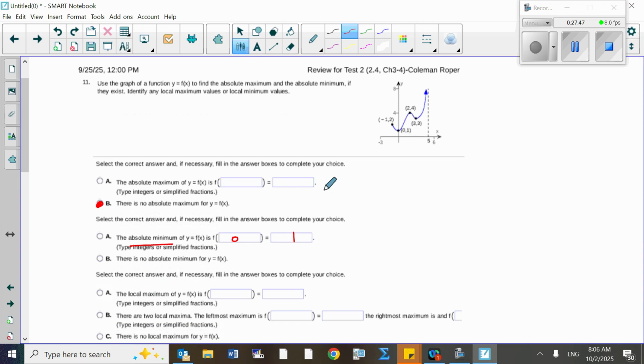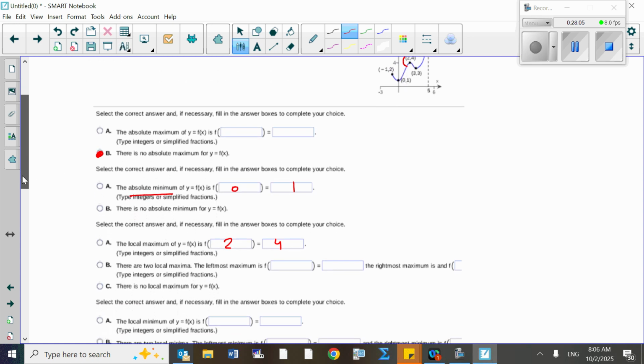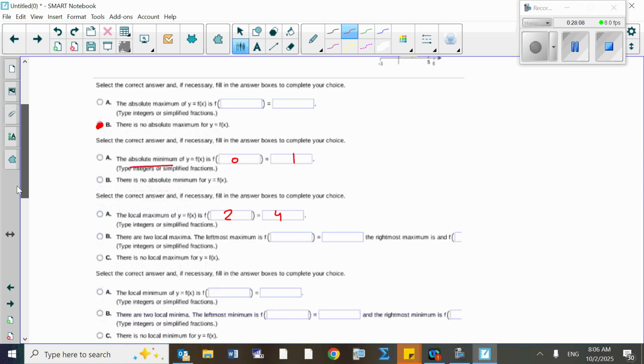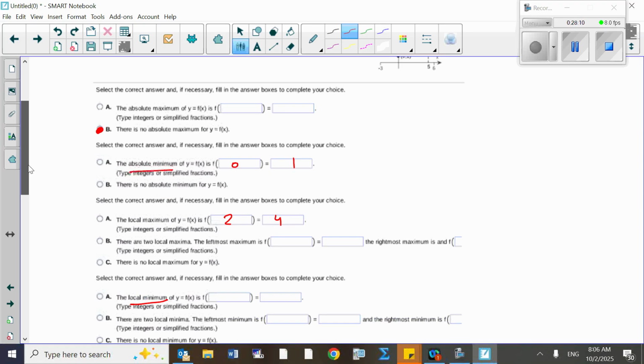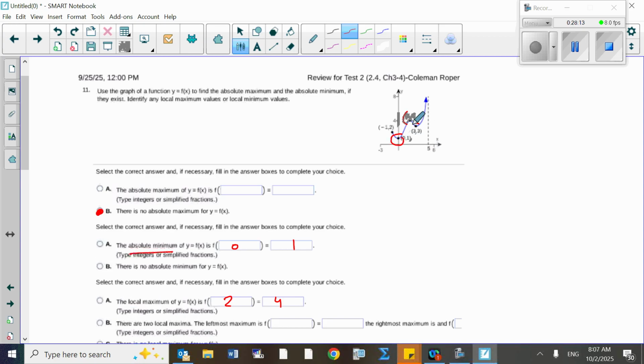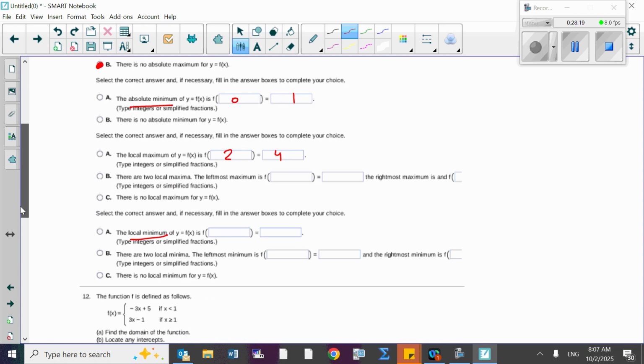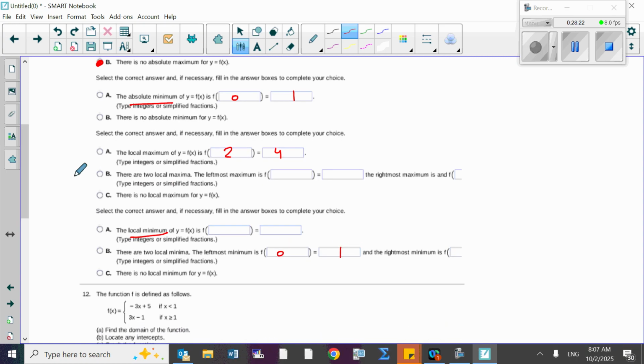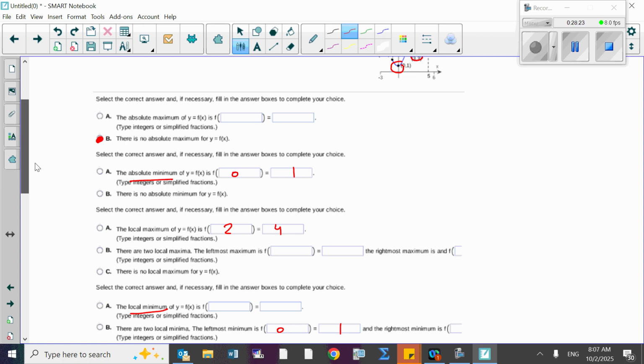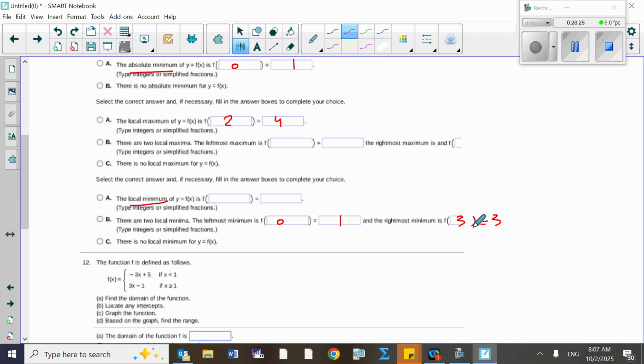Local maximum will be this one. This is the maximum of all the points around itself. So I can write f of 2 is equal to 4. Notice that -1 and 2 is not a local maximum because the endpoints never count as a local maximum or even local minimum. Local minimum, yes, we have a local minimum here and another one here. So we have two of them. So it's going to be 0 and 1, and the other one was 3 and 3. So f of 3 is equal to 3.